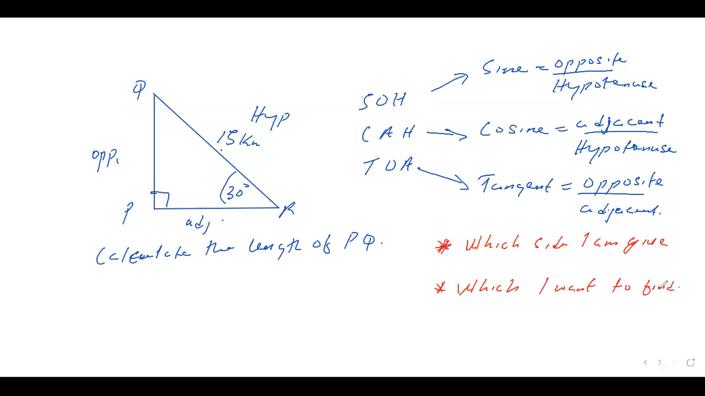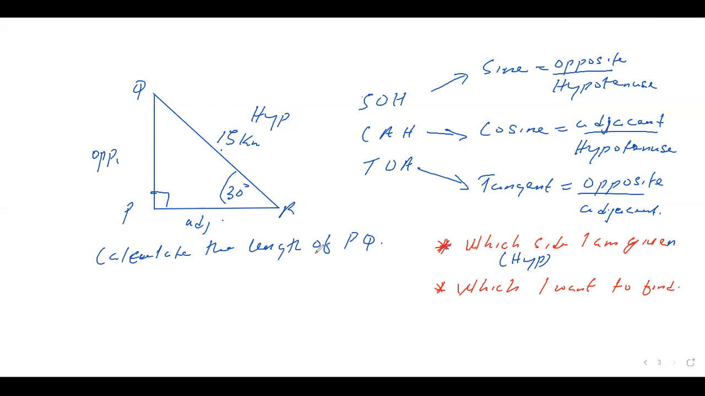So let's try and answer these questions here. Which side am I given? Look at this information. Which side are we given here? The hypotenuse. We are given the hypotenuse. How do you know? Because the hypotenuse has the figure, so that is what you have been given.